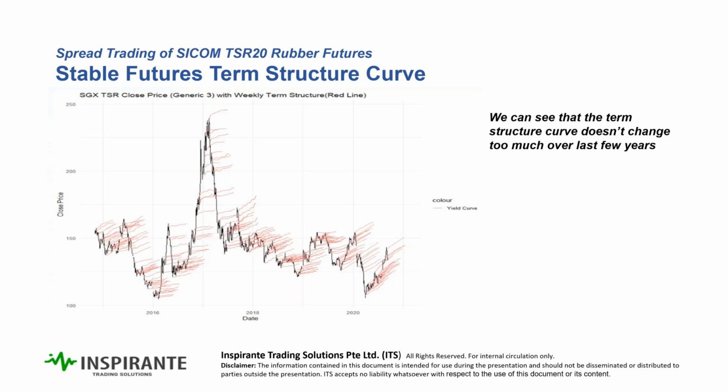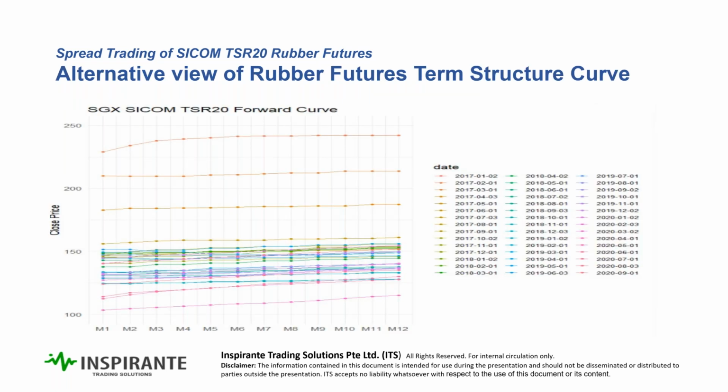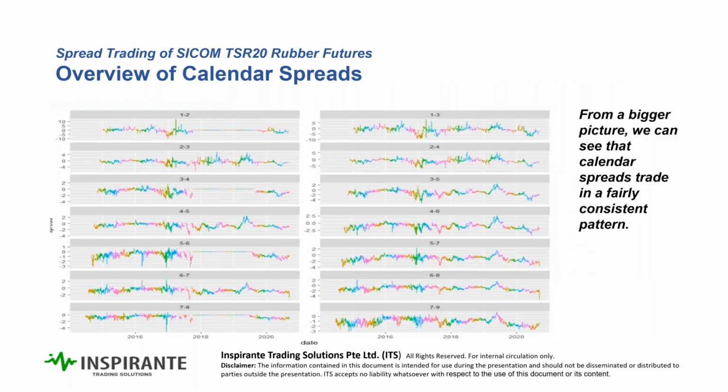Now this is another representation of the same that we just talked about. You could see how flattish the whole TSR20 forward curve is, and that is just the case since I started trading this 3 years ago. Another representation of the same, and in this particular chart here, I'm showing it separately across the months. For example, the 1-2 is the first and second contract of the rubber spread, and the 2-3, 3-4, and so on and so forth.